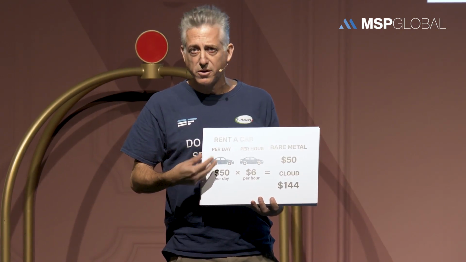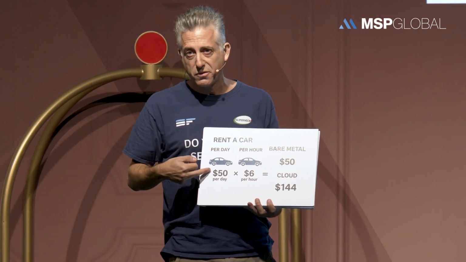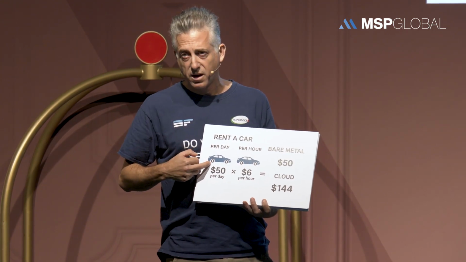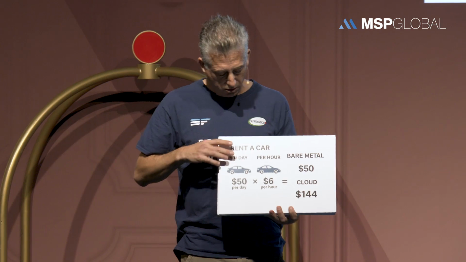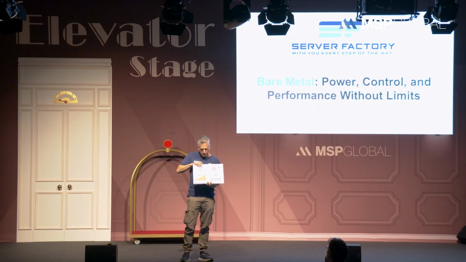However, as soon as you get to 9 hours, now you'll be paying 6 times 9, which is 54. And if you're going to use the per hour car for the whole 24 hours, you're looking at $144 compared to $50, which you would pay if you had your daily use. Right, so now coming back to the cloud versus bare metal.